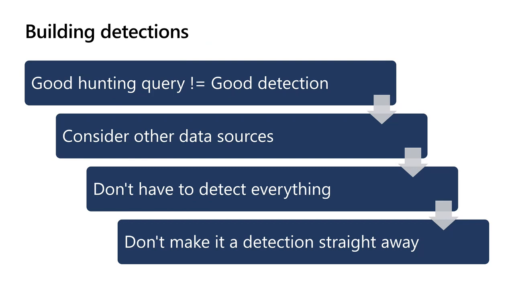If it's 1 or 2, maybe that's worth creating an alert for. If it's 10,000 every day, well, you know that you've got a detection that you definitely don't want to put into production. So again, don't just jump from, hey, I found this using this hunting query, let's make it a detection. Go back, think about how you're going to build a detection as you go through.